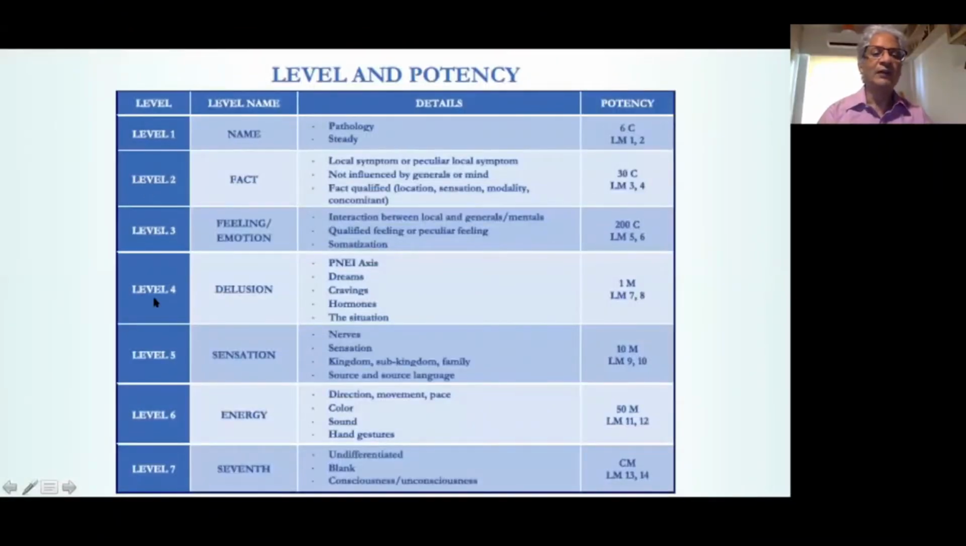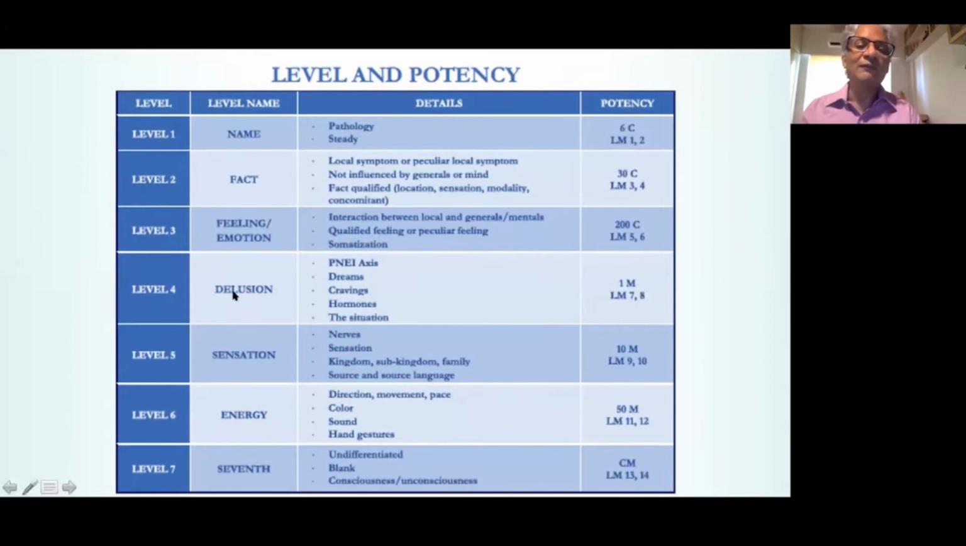So here are the various levels, and if you want, I can go into detail later on if anybody has any question on this. How do you know it is level 1? Pathology. The pathology is the main expression. How do you know it's level 2? Where the local symptoms are the main expression. How do you know it's level 3? Where the emotions and psychosomatic manifestations are the main expression.